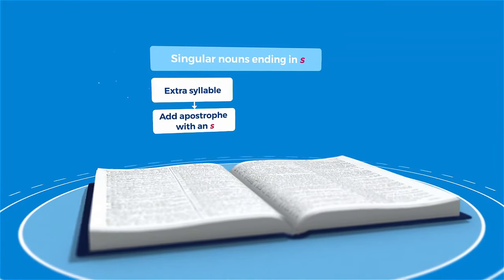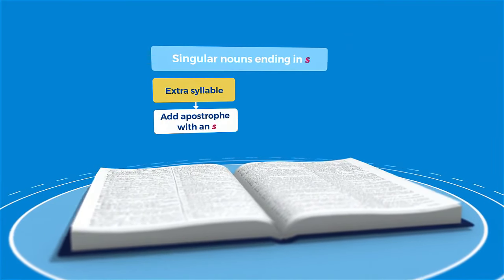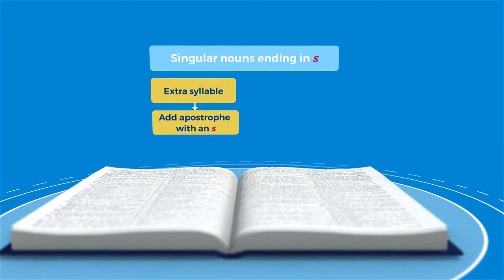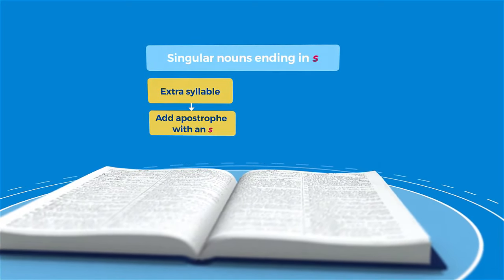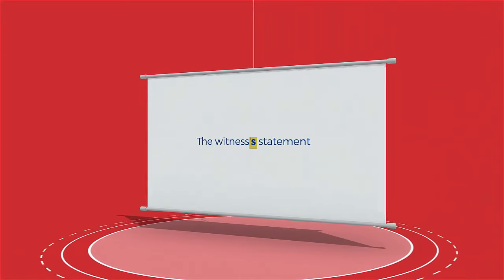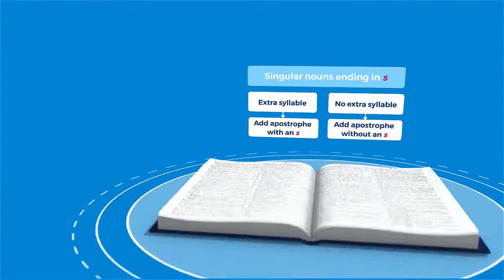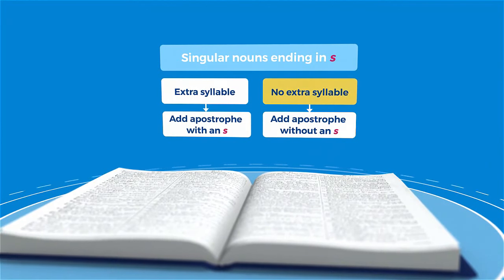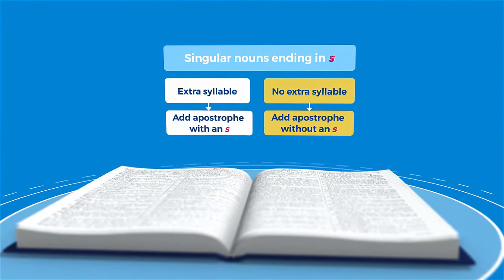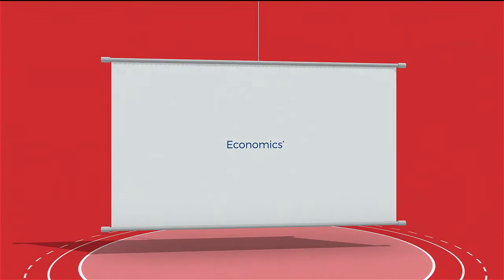When you pronounce some singular nouns that end in S, you add an extra syllable when they become possessive. For those nouns to match the pronunciation, you add apostrophe S instead of just the apostrophe. For instance, you'd write the witness's statement, with witness ending in apostrophe S, because it's pronounced witnesses. For other singular nouns that end in S, ones where you don't add an extra syllable, you add an apostrophe without an S to the end of the word. So economics in its possessive form would end in an apostrophe, and the same is true of politics.